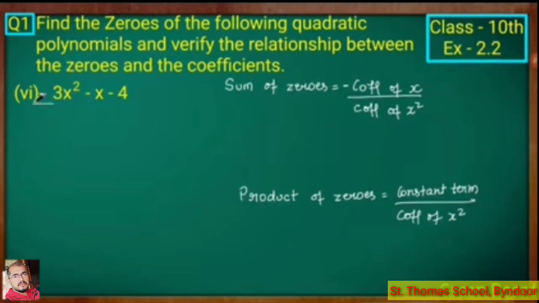So now the next problem, the last problem: 3x square minus x minus 4. We have to use the middle term splitting method.